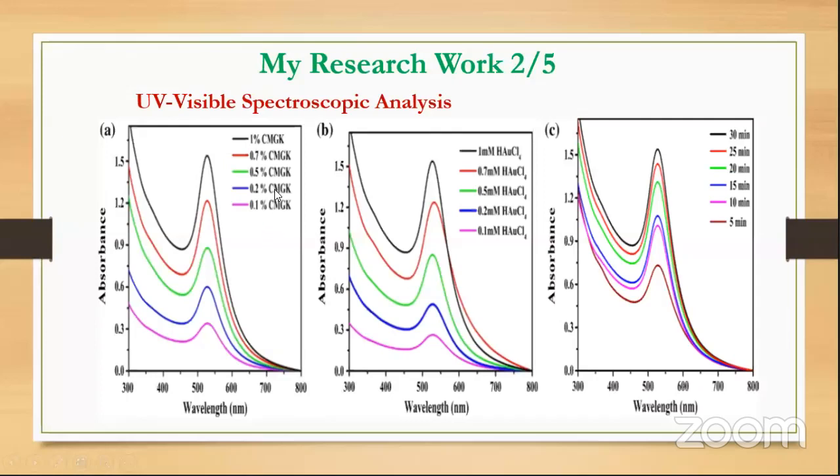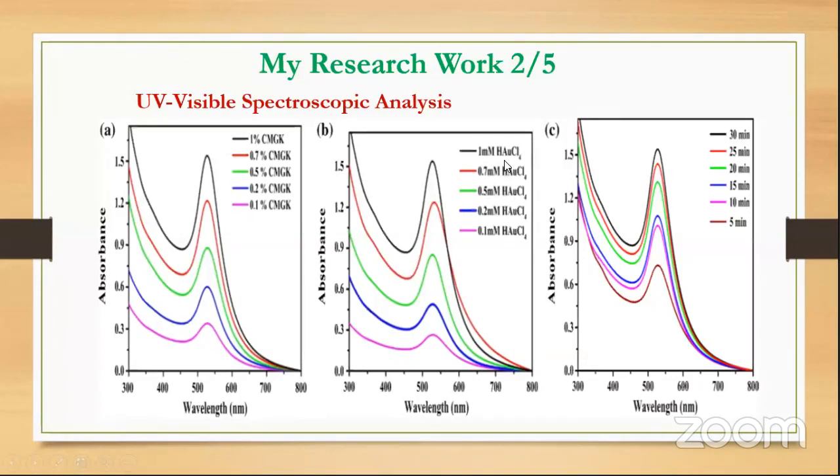Now I am going to increase the concentration of the CMGK, and the intensity of this peak increases, increases, increases. Up to 1 percent, the intensity of the peak increases. With more concentration, there is no further increase of the peak. So it indicates the maximum nanoparticles are formed at 1 percent of the CMGK. It is one of the optimization studies of the preparation of the nanoparticles.